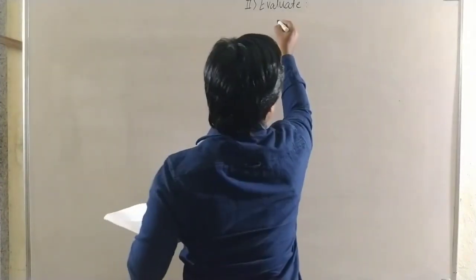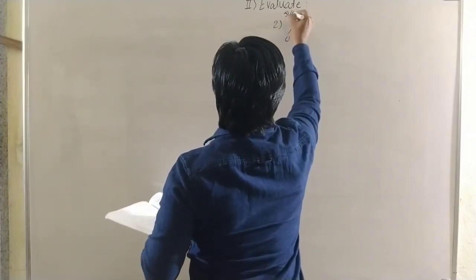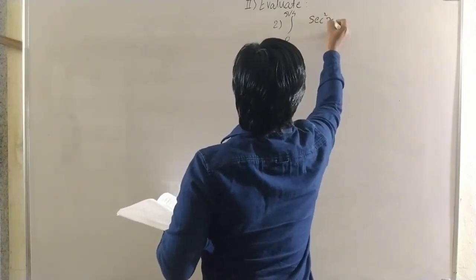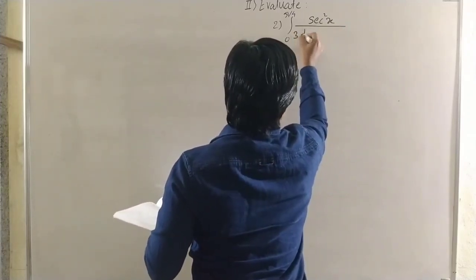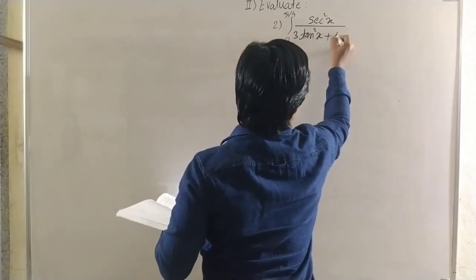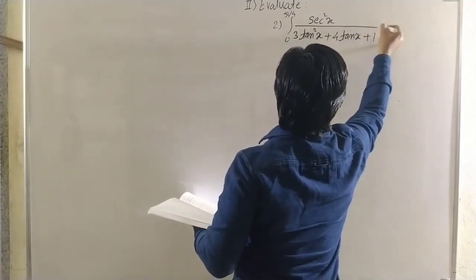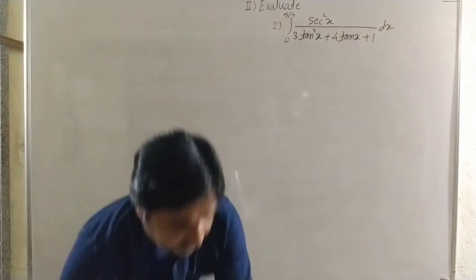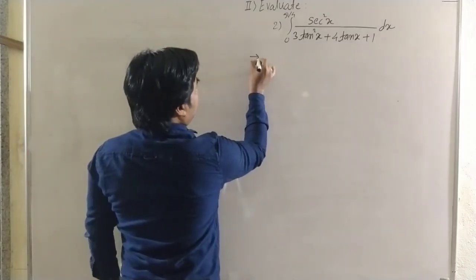Example number 2: integral 0 to pi by 4 of sec square x upon 3 tan square x plus 4 tan x plus 1 dx. Now here the integral solution we can write here.